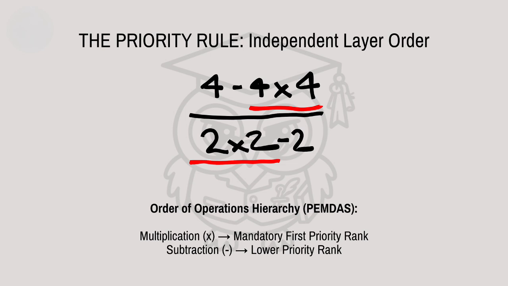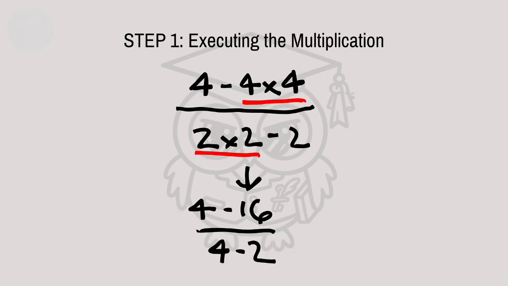When treating a large fraction, think of the top numerator and the bottom denominator as separate layers. According to PEMDAS, multiplication must be executed completely before you can touch any subtraction. This means that we have two mandatory starting positions, 4 times 4 on the top and 2 times 2 on the bottom. Let's do the multiplication for both parts.